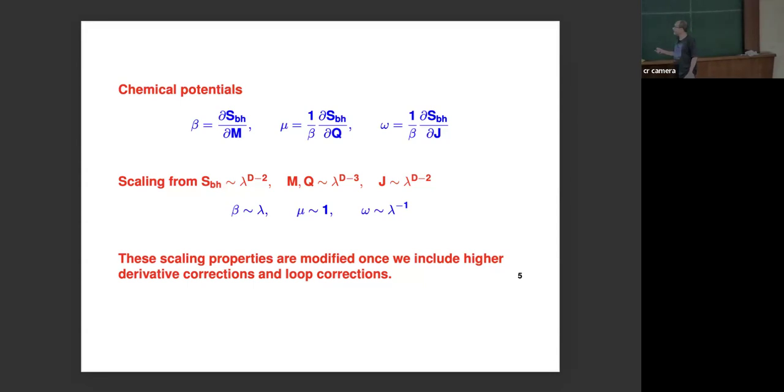Okay. So this is all in theories where we have only 2 derivatives. These are going to get corrected once you include higher derivative corrections and loop corrections. Beta goes like lambda, roughly in a Schwarzschild geometry, like R_H. Beta is the inverse temperature, right? And omega goes like 1 over R_H, because J has 1 extra power of lambda, so that makes it 1 over R_H.